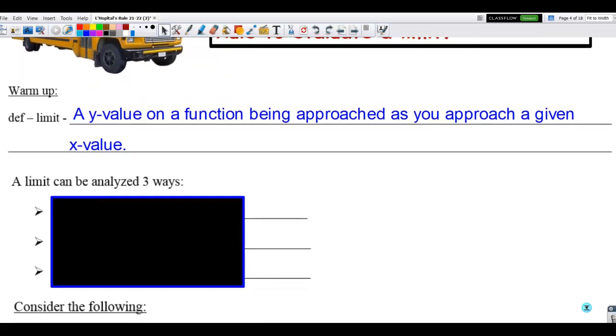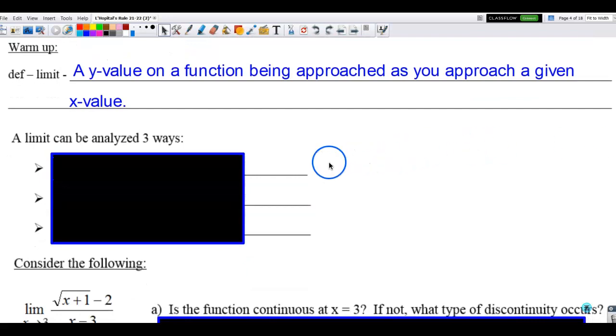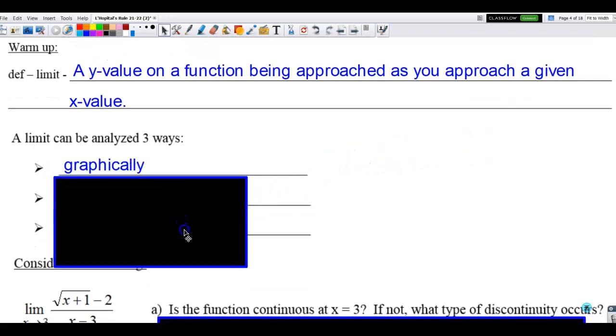When we started finding limits at the beginning of the year, we started by finding limits graphically. And remember, when we find limits graphically, we want to ensure that the left and right limits agree. So we would look at the graph coming from both sides to see if the graph coming from both sides of the given x value was approaching the same y value.